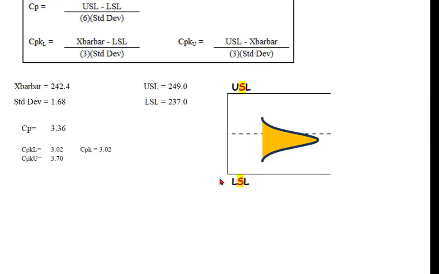I do want to point out, like I did in the lecture videos, that it's possible for your CPK to be negative, never your CP. It's possible for your CPK to be negative if this point here is either down here or there, if the average is above this or below this. But most of the time that's not the case, because if that was the case, you would have some real problems in your manufacturing process.